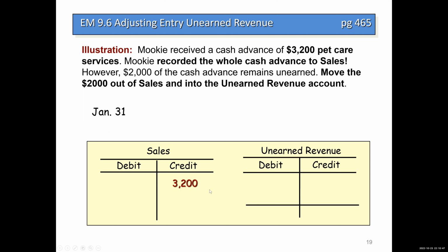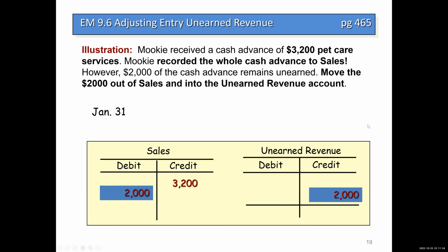It's just a different way of doing it. It will work. But now, at the end of the period, we know that of that 3,200, 2,000 of the cash advance remains unearned. So we've got to take it out of the sales, by debiting sales and put it into the unearned revenue as a liability. Because remember, this $2,000 is a cash advance that remains unearned. We still owe it. So we're transferring out of sales and putting it into unearned revenue.